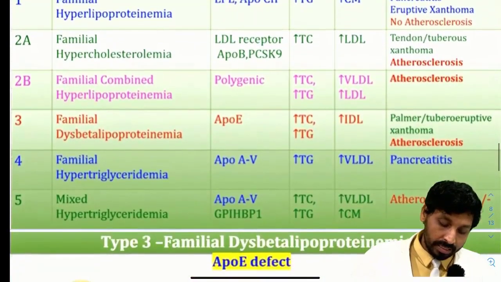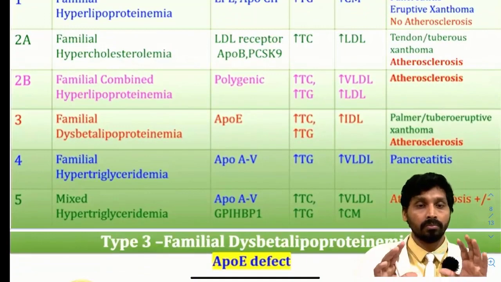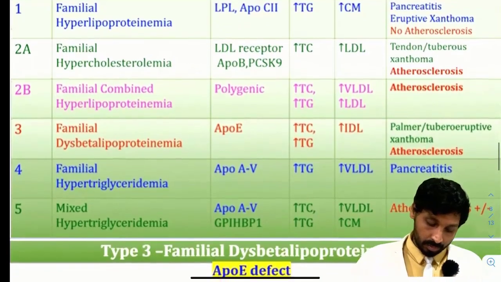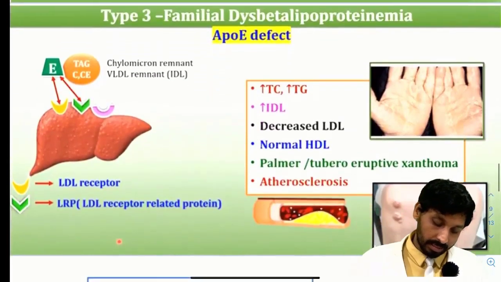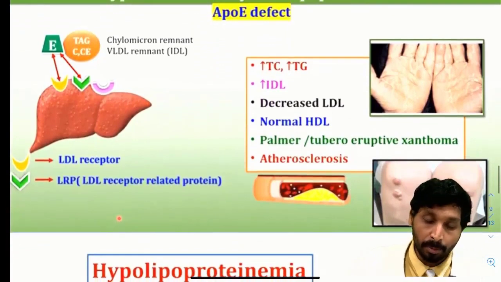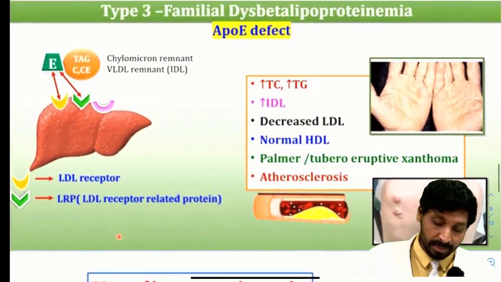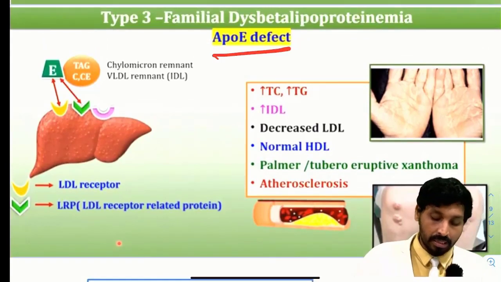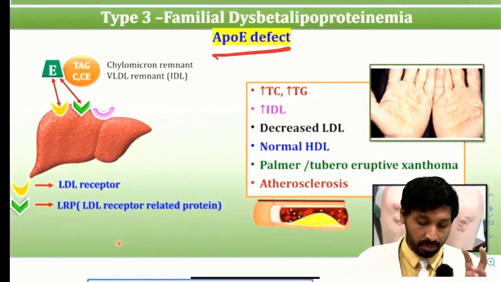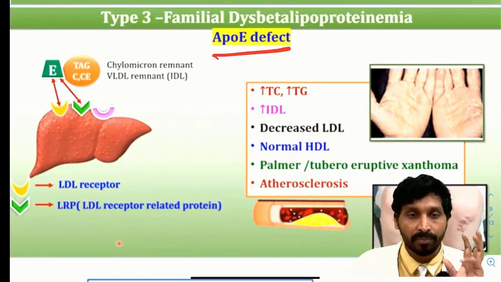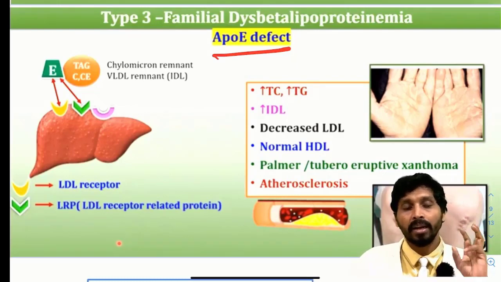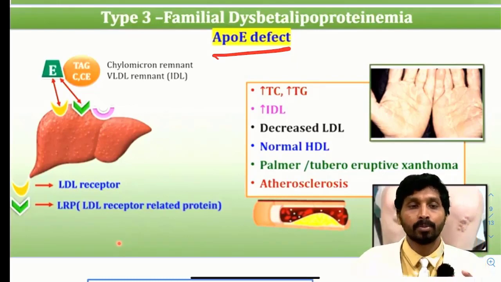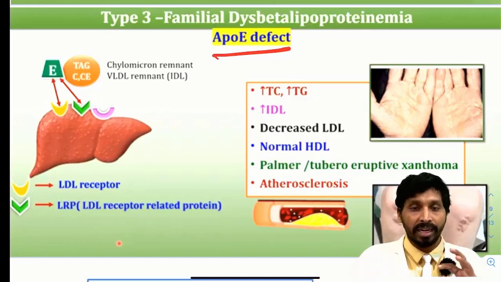So now we will see overall, like, we'll see later. First we'll see type 3 familial dysbetalipoproteinemia. This dysbetalipoproteinemia is because of the ApoE defect. Here ApoE is one of the membrane proteins for chylomicrons. So what happened, this ApoE is responsible for chylomicron uptake into the liver.